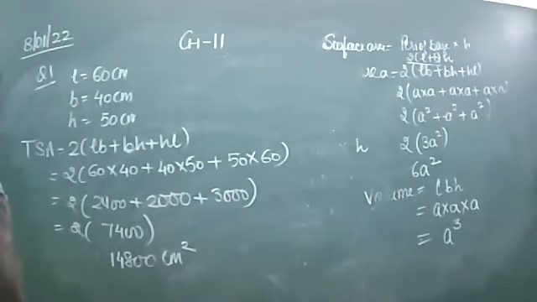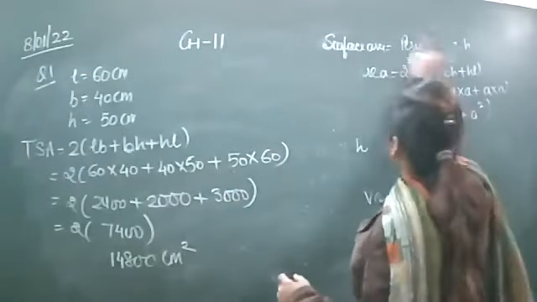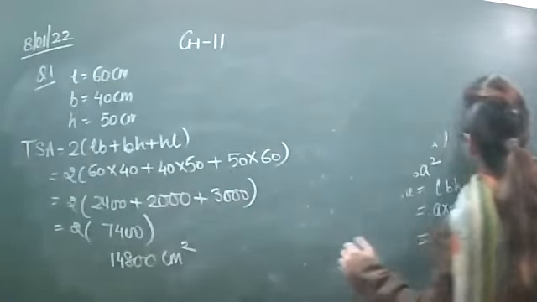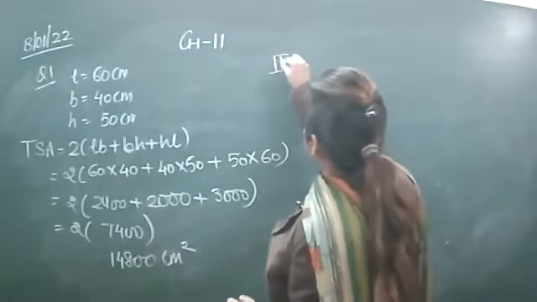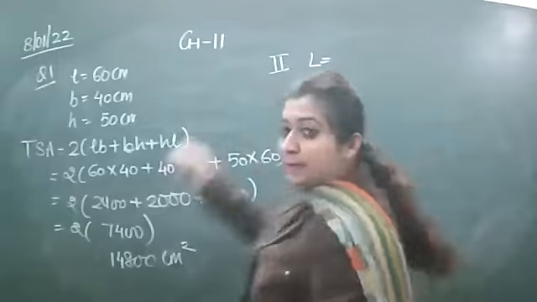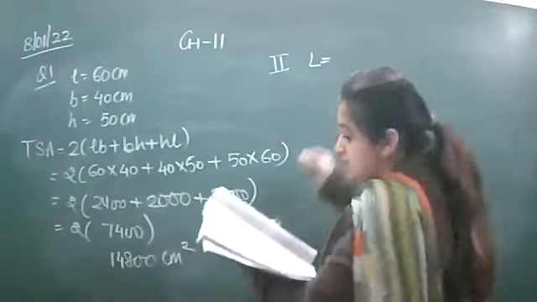Okay. Now in the same manner you will find the material required for the second box. For the second box, I am writing capital LBH to make them different.